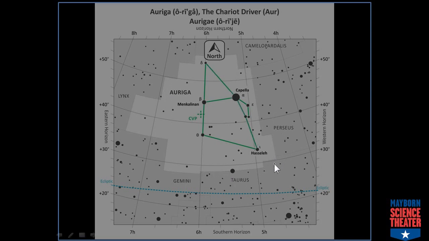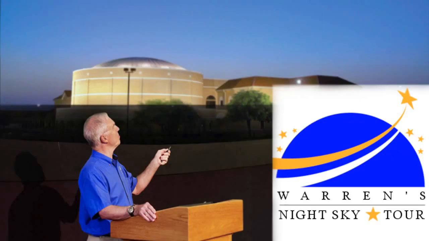All right. So we've had Camelopardalis. We have Auriga, the chariot driver. Who is next? Taurus the bull. Now we're going to come down. And as we come up, we have Auriga. We're going to go down below, and we're going to look for Taurus the bull.